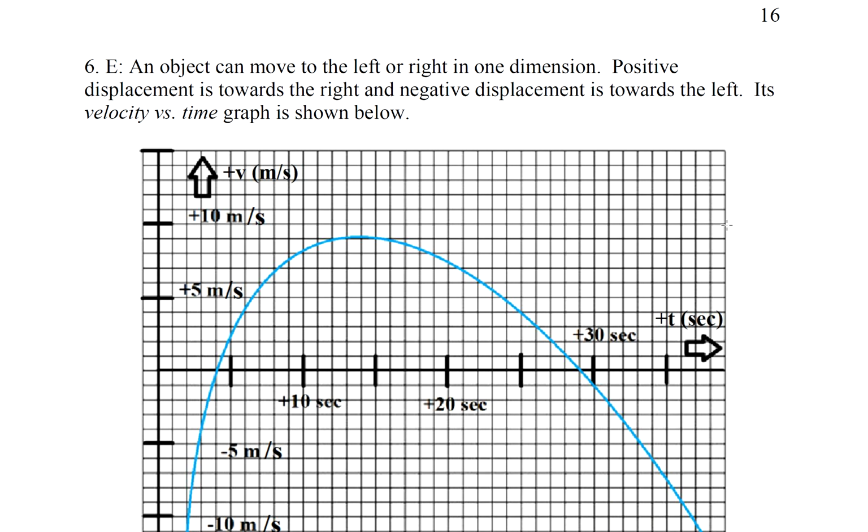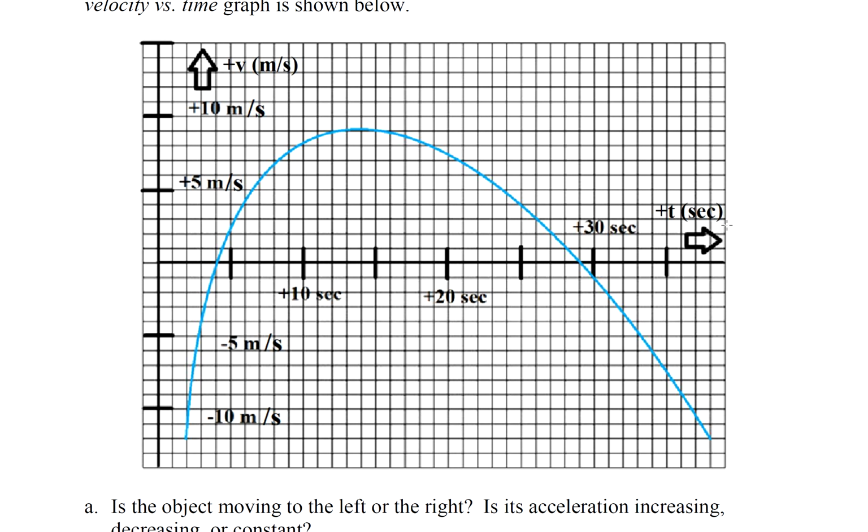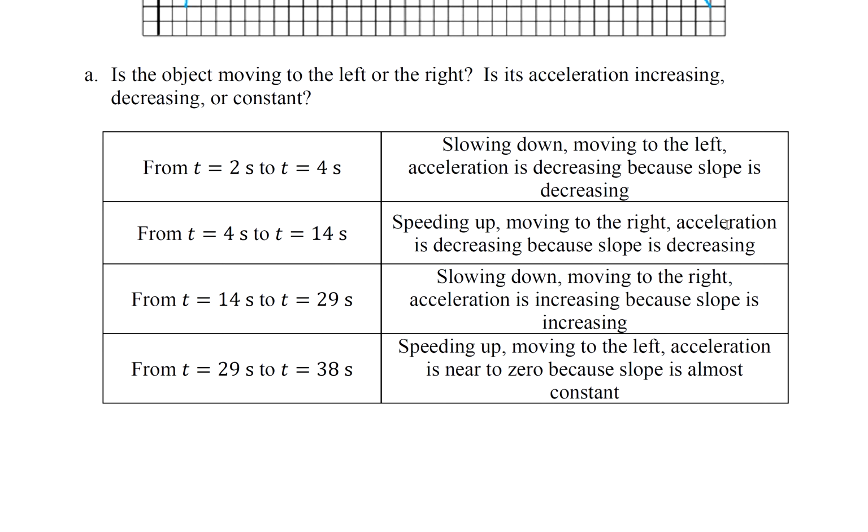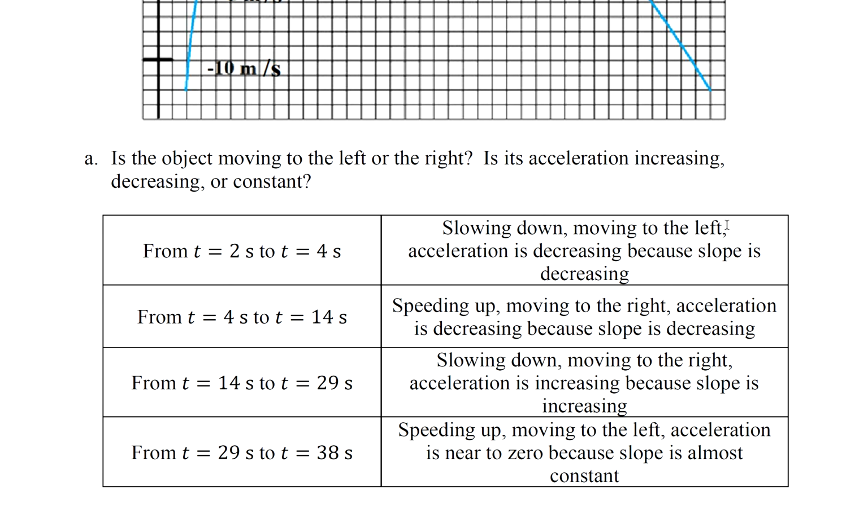Question 6. Once again, this is a velocity versus time graph. An object can move to the left or right in one dimension. Positive displacement is towards the right and negative displacement is towards the left. Its velocity versus time graph is shown below. So check it out. So part A, you could read this and pause the video and try to understand what's happening.